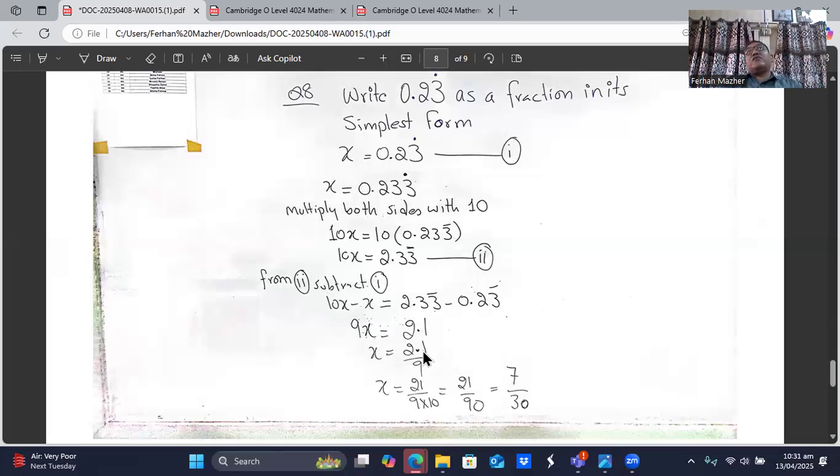If you enter 21 by 90 in your calculator, you will get 0.23333333. You can further simplify this with the table of 3, so that 21 by 90 will become 7 by 30. If you enter 7 by 30 in your calculator, you will get 0.23333333, and 3 continues. So this is how you convert this non-terminating, recurring decimal fraction into a simple fraction.